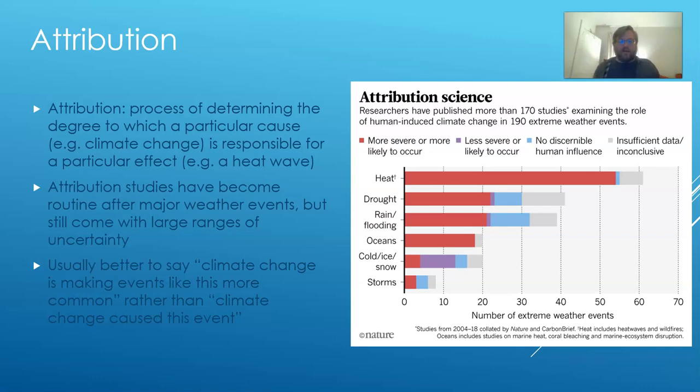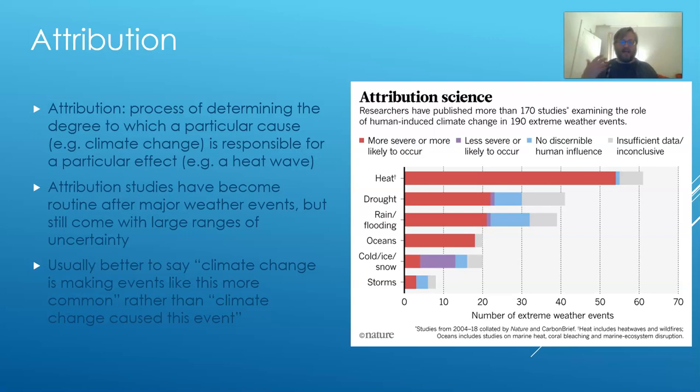So I want to close out this lesson by talking about the question of attribution. So attribution means placing the blame for an event, essentially. It's the process of determining the degree to which a particular cause, such as climate change, is responsible for a particular effect, some sort of weather phenomenon like a heat wave or a hurricane or a drought or whatever other weather event that we're looking at, right? So how much did a particular cause, such as climate change, contribute to this extreme event happening?